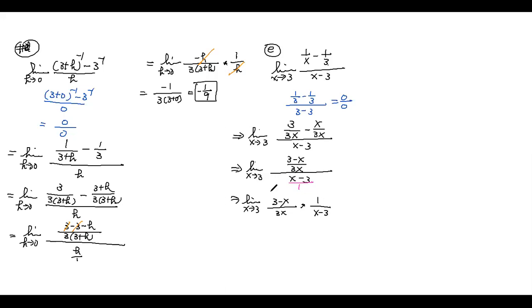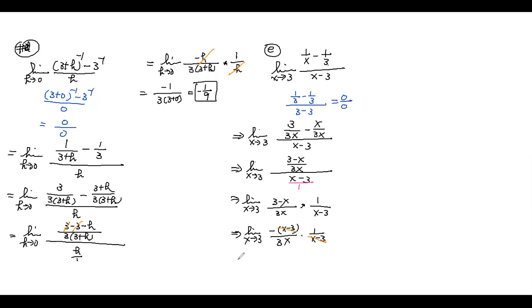And 1 over x minus 3 and 3 minus x, what is the difference? They differ by what? A negative sign, right? So if I put a negative sign here, it will be x minus 3 over 3x times 1 over x minus 3. Oh, wow, that's pretty good. What I have here, boom, this one cancels.